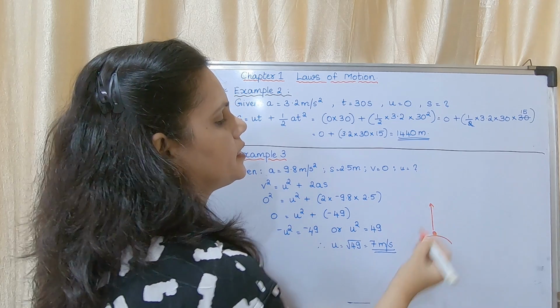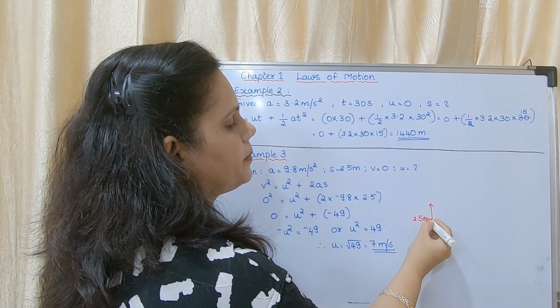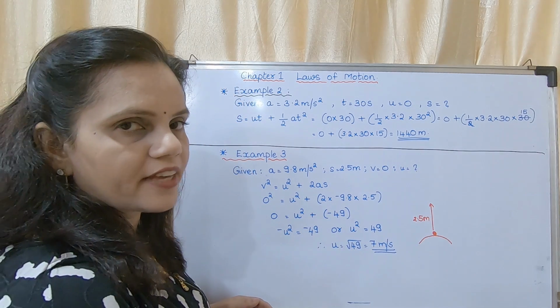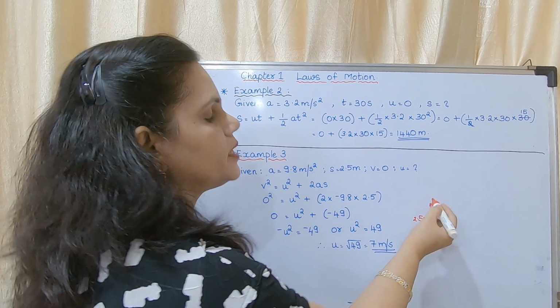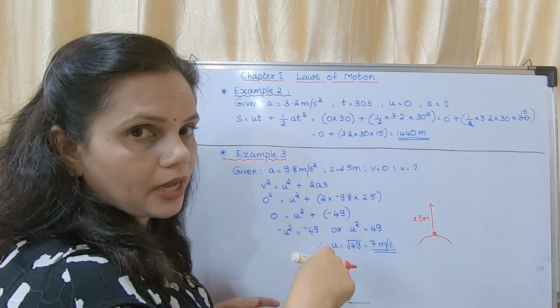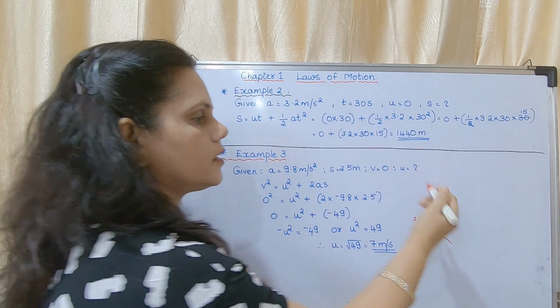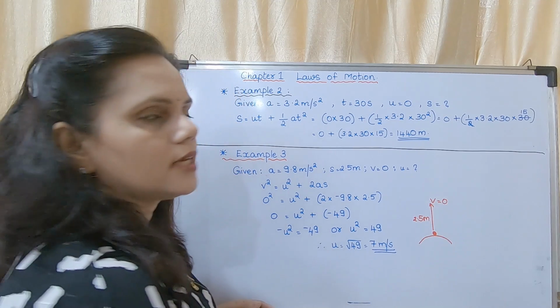How much has it jumped? It has jumped 2.5 meter. Now what will it do? It will go up, it will stop, then come down, isn't it? So it will come to a stop. That means the final velocity is equal to 0.